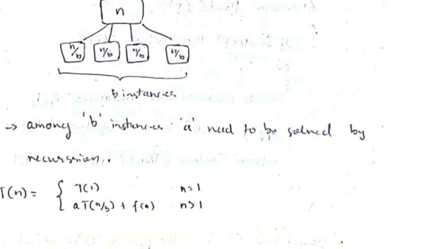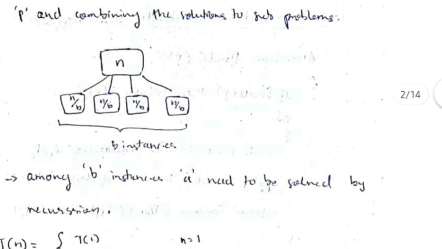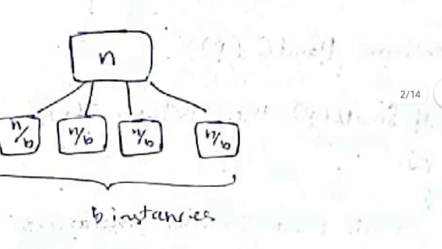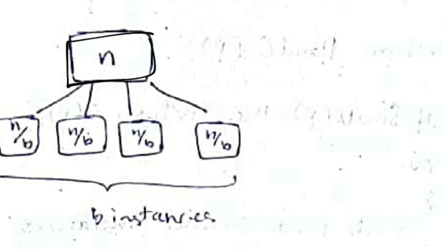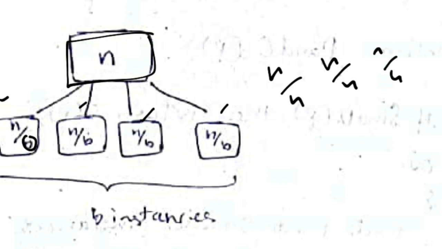Examples to give you a clear picture of what the theorem is. Mainly, the problem will be divided into b instances. Suppose that this is the main problem n. I'll be dividing it into 4 instances, n by b, 4 times. So what will be the value of b? It will be n by 4, so b will be 4. If I divide 4 times and combine all of these solutions, it will be n finally, right?